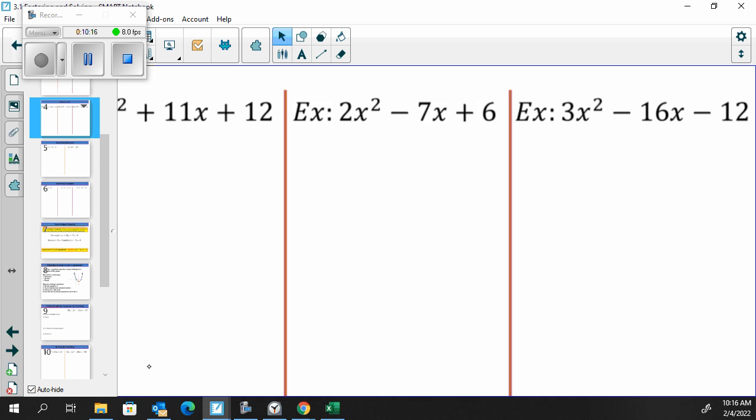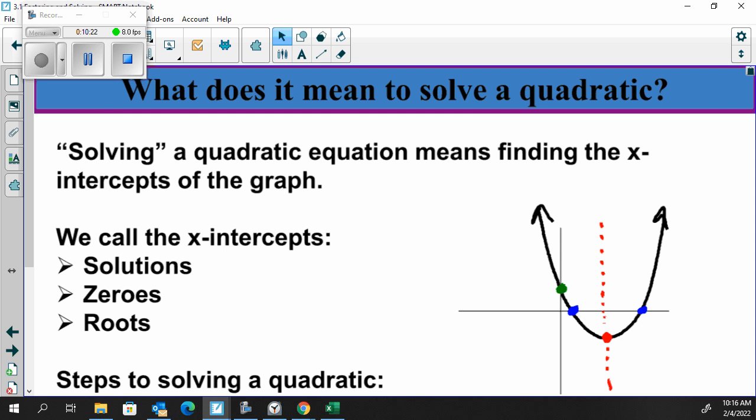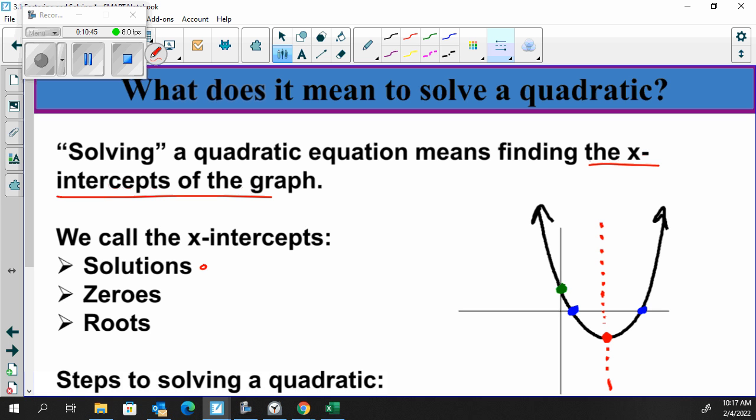That is, in fact, what we're trying to do. Yes. Here's what solving a quadratic means. It means you're finding the x-intercepts. That's what we're trying to figure out. So when I say we're solving a quadratic equation, we're trying to find the x-intercepts. We're trying to find where the parabola hits the x-axis, okay? There are different words for this. We call them solutions. We call them zeros. We call them roots. We call them x-intercepts. They all mean the same thing. It's just where the graph hits the x-axis, okay? So from here on out, if I talk about solving a quadratic, realize that I'm talking about finding the x-intercepts.